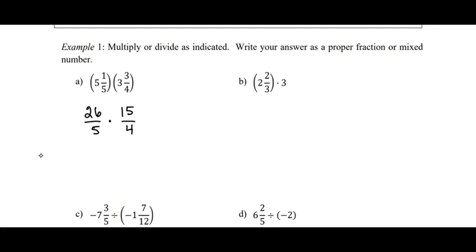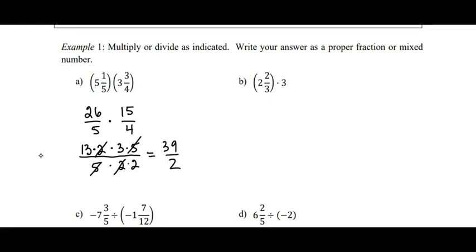Before you do that, let's go ahead and see if we can reduce anything. So what I can do is represent 26 as 13 times 2. 15 is 3 times 5. 5 is going to stay, and 4 is 2 times 2. So now I've broken my numbers into smallest factors, prime factors. So I can cancel the 2's, and I can cancel the 5's, and I have 13 times 3 on top and 2 on the bottom. So my answer would be 39/2.